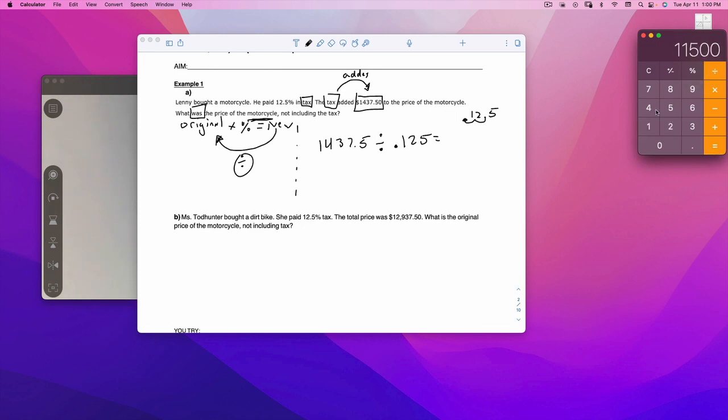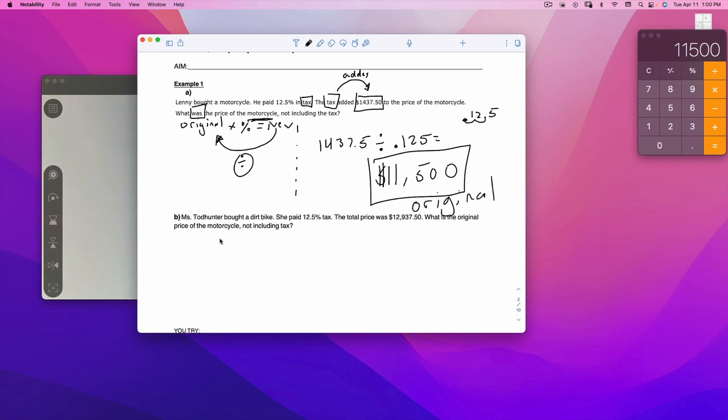1437.5 divided by 0.125. This should be the original price that I get. And we're going to end up with $11,500. This was the price of the motorcycle, not with tax. Price of the motorcycle originally. That is something new that we haven't done before.